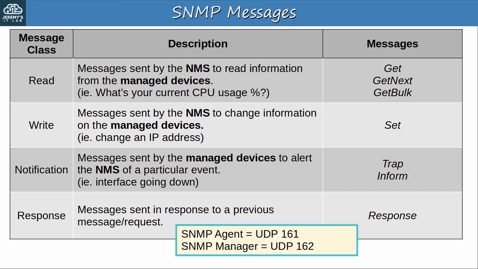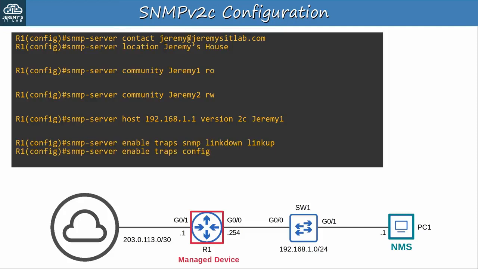I mentioned these port numbers in the Day 30 video on TCP and UDP, but SNMP agents listen for messages on UDP port 161, and SNMP managers listen for messages on UDP port 162. Make sure you remember those port numbers. Now let me demonstrate some basic SNMP configuration.